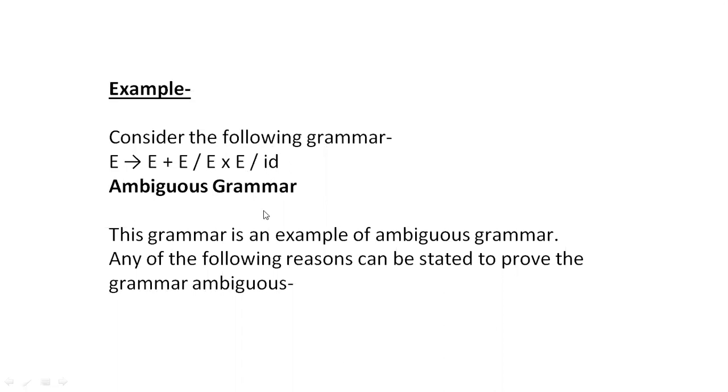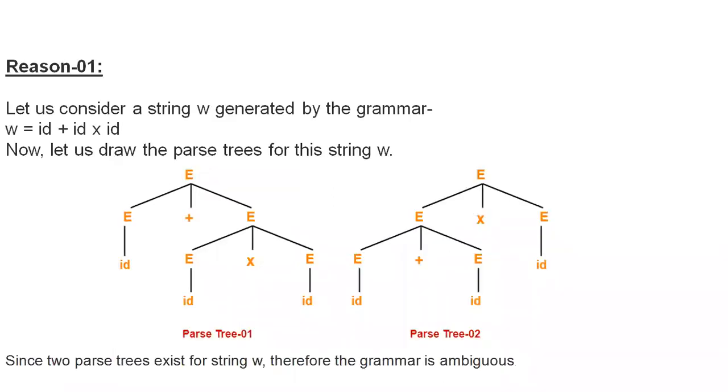So now we are proving that by showing the parse tree representation, by showing the syntax tree representation, by deriving the leftmost derivation and the rightmost derivation. See, reason number 1, let us consider the string: ID plus ID into ID. Now draw the parse trees for this string from the given grammar. The parse tree structure starts with the starting symbol of the given grammar and ends with the leaves. Those leaves are the terminals, that means the input string, right? And here are the two representations, parse tree 1 and parse tree 2.